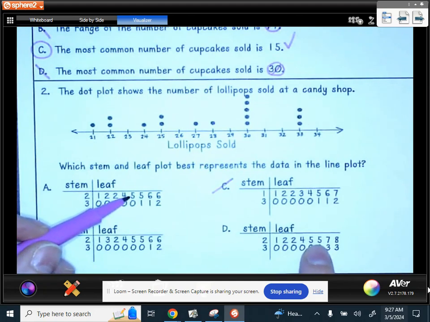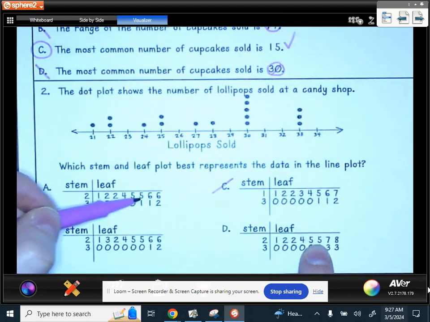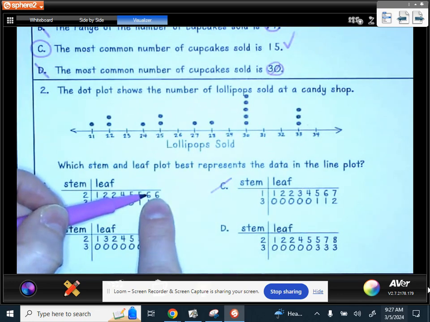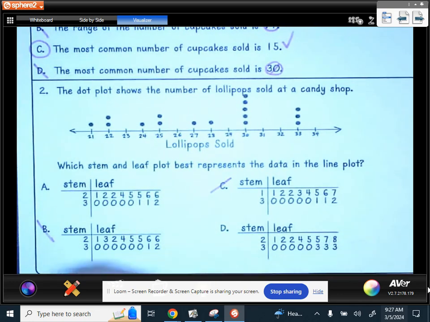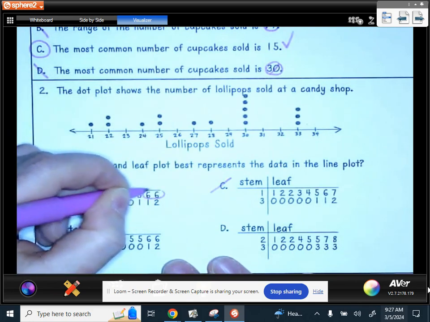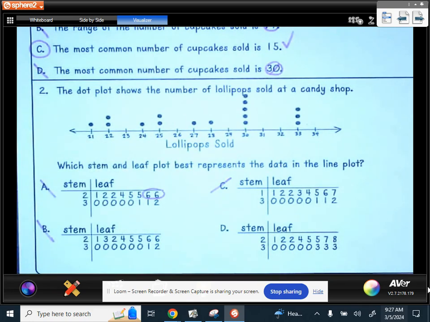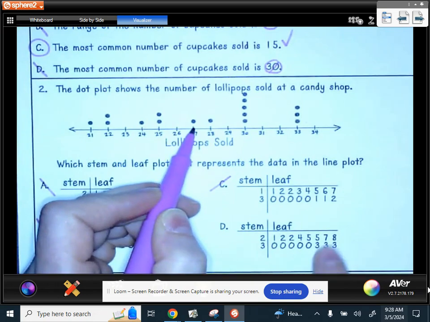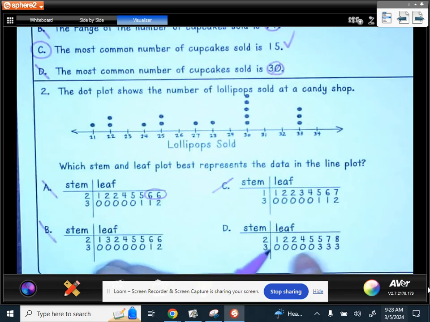Okay, but if I look here, these have 2 25s like this does. This one has 2 26s. This one goes to 27 and then 28. Well, when I look at my dot plot, there's not supposed to be any 26s, right? So I'm going to go ahead and get rid of answer choice A. And let me just double check. So we're supposed to have a 27 and a 28. That looks good. No 29s.